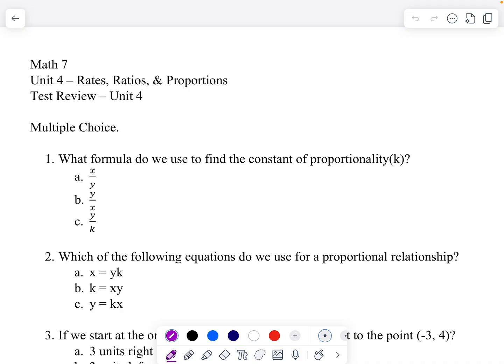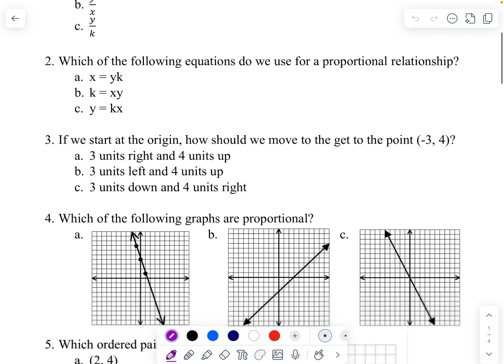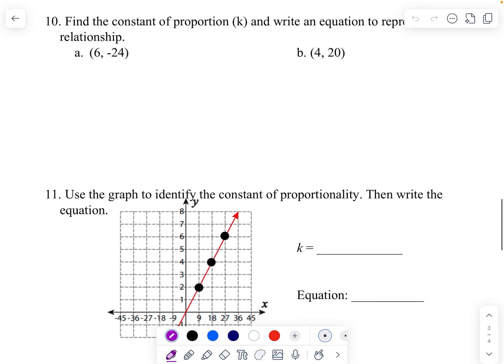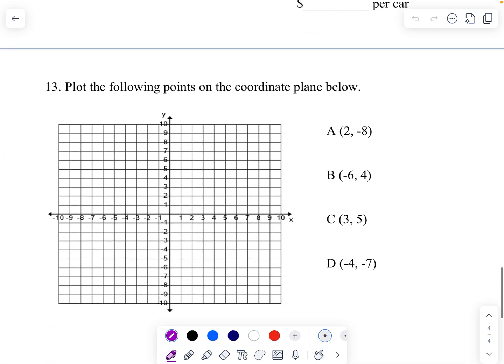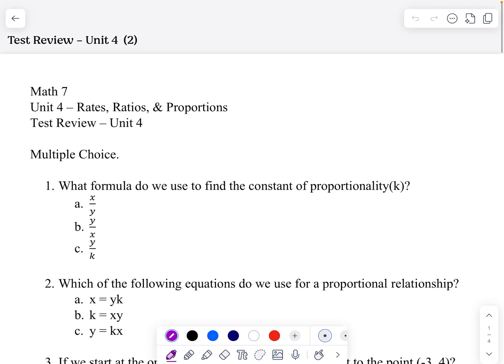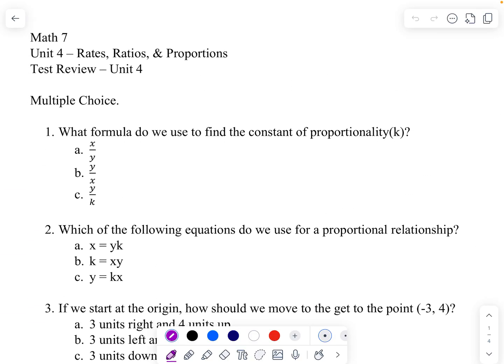All right, so the review sheet is going to look just like the test in that it starts with a couple of multiple choice. We have some labeling of a diagram, we have some short answer, and then we have a graph at the end to plot a couple of points. So I'm going to go through this fairly quickly, especially the multiple choice. There's really just one right answer.